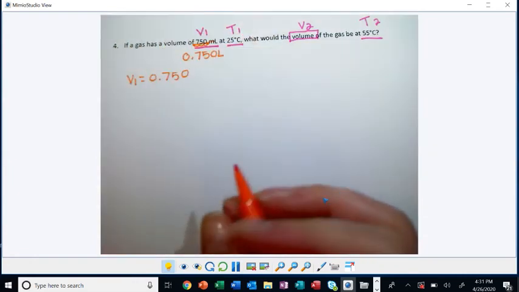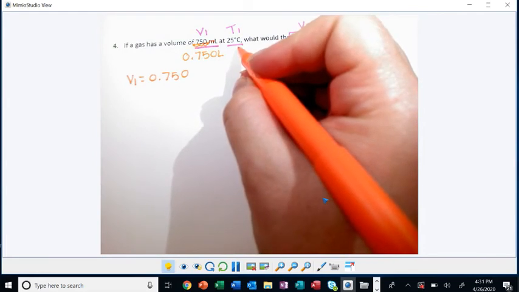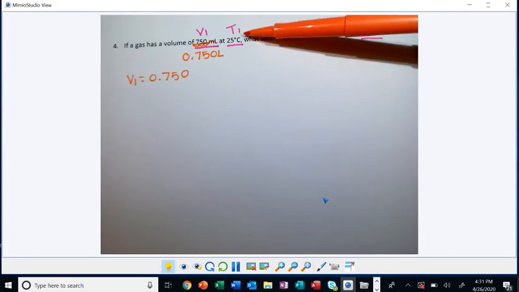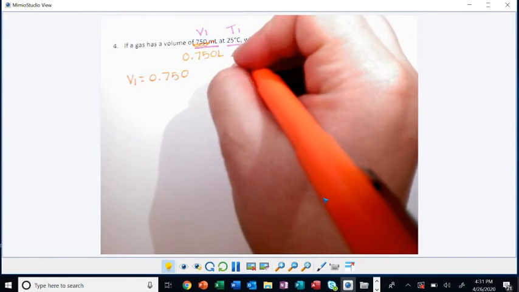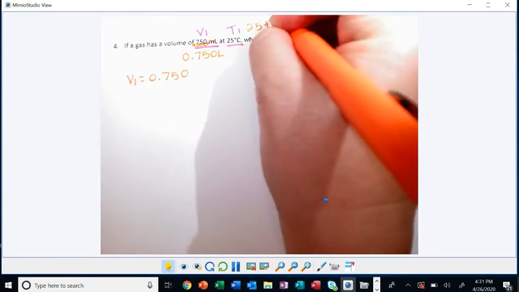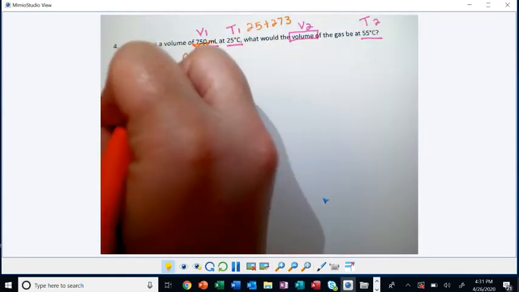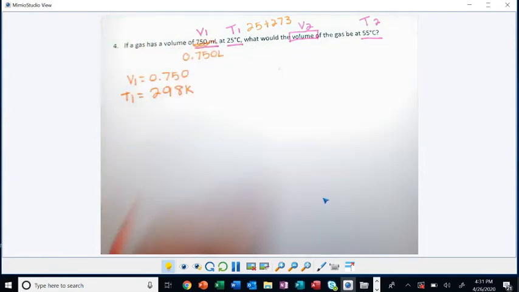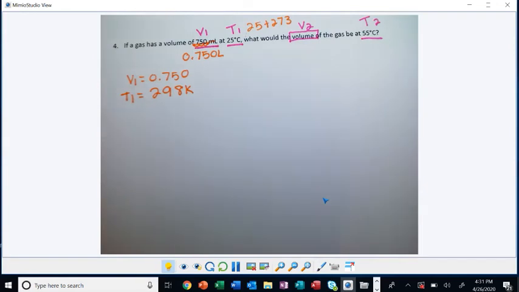0.750, right? Now our temperature must be in Kelvin. Right now it's in degrees Celsius. So in order to get it to Kelvin, we need to add 273 to it. So I'm going to do 25 plus 273. And we get that our T1 is equal to 298 Kelvin.